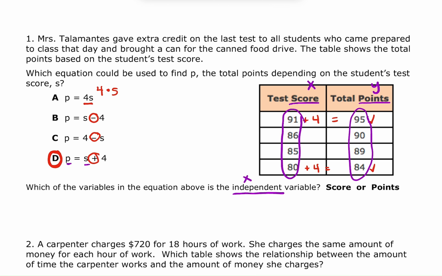Independent is X. So that's another reason why we labeled this. So is score or points independent? Score, because score is my X.